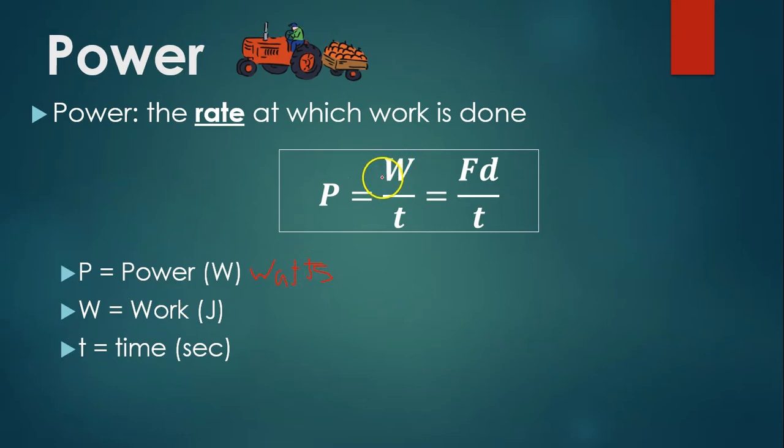W is work. We've already had that one. And T is time in seconds. Now I put this one here because remember, this is our old equation, W equals FD. Sometimes we could use this too, since work is force times distance, we can sometimes substitute that one in there and we'll need to use it. Now let me give you a quick warning about what you're likely to do here.